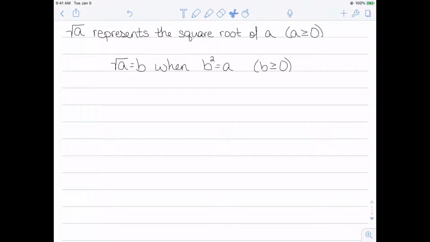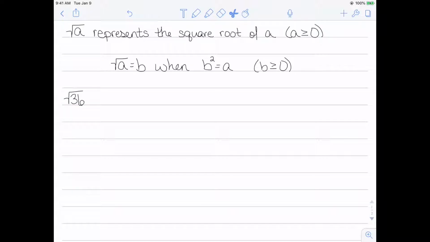The square root of a is equal to b whenever b squared is equal to a. Once again, b is also greater than or equal to 0. So the idea is when I'm taking the square root, I want to know what number squared gives me this. Let's look at some examples.